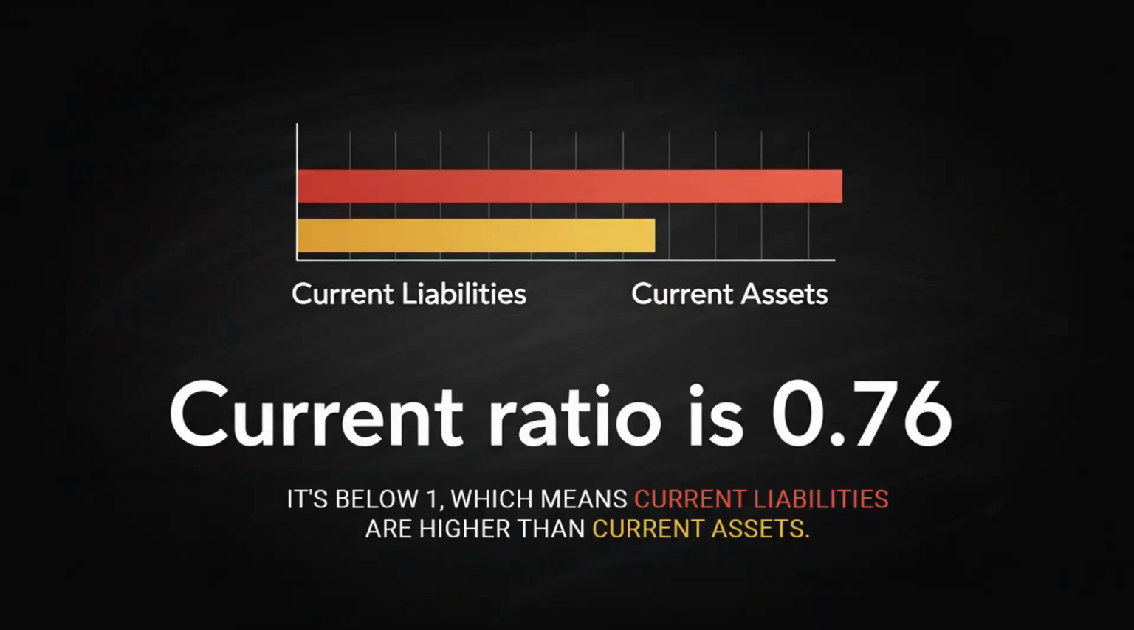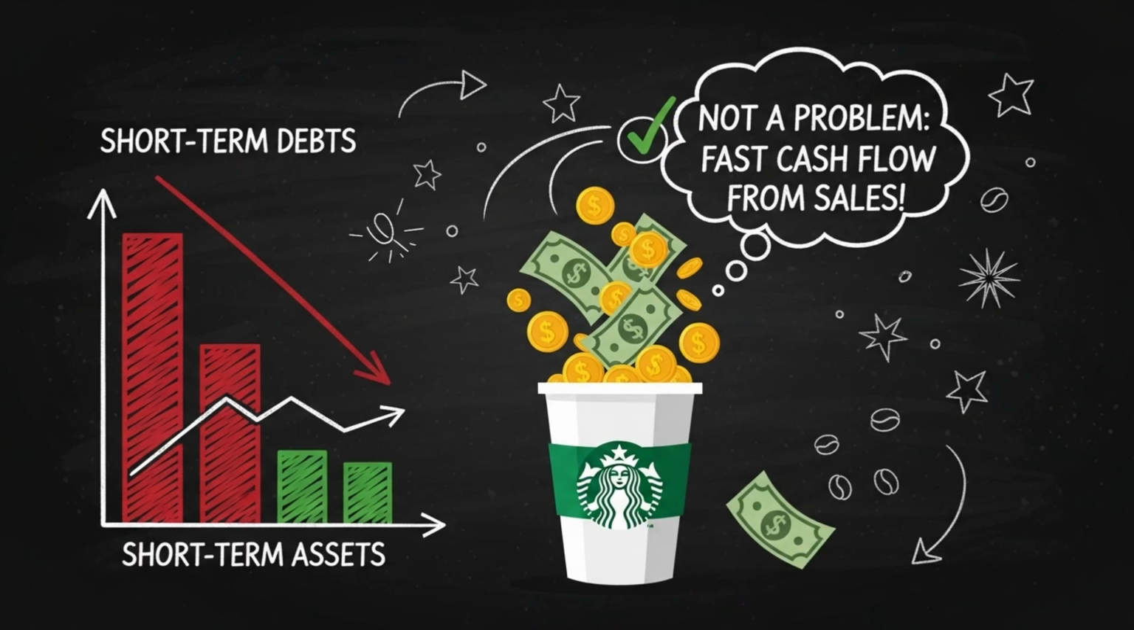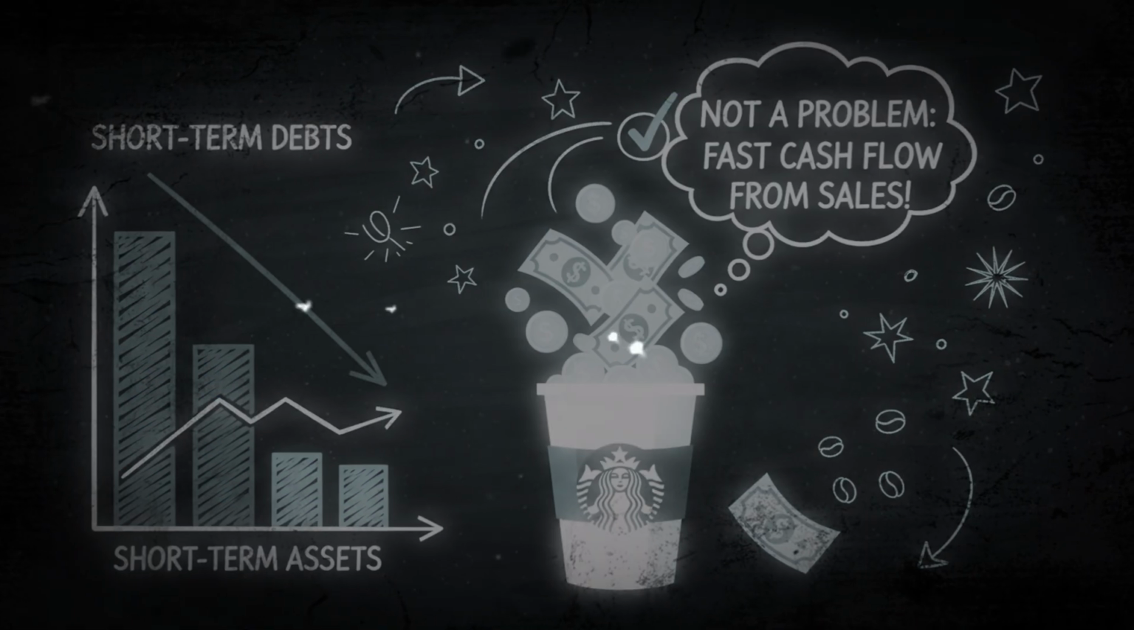Same story. It's below 1, which means current liabilities are higher than current assets. For a lot of companies, this would be a red flag. But for Starbucks, they generate cash so quickly from daily sales that they can get away with it. Still, something to keep an eye on.